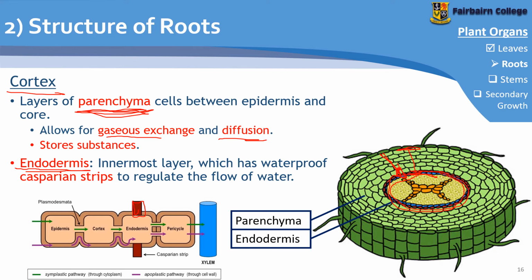So this means the water can still move through the cells, just not through the cell walls. So this has an effect on how water is transported in the root, how the water gets from the epidermis into the vascular cylinder. But we'll talk a bit more about this when we do transport systems in plants. Just know for now that the endodermis has the Casparian strips, which regulate the flow of water.